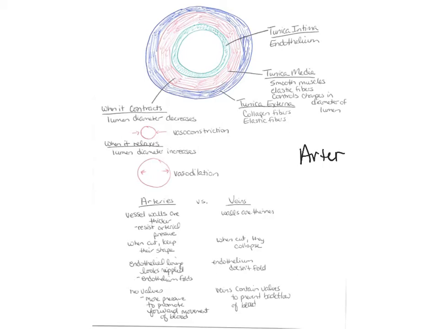blood away from the heart, so A for away. They carry blood away from the heart. So it doesn't really matter if they have oxygenated or deoxygenated blood. If they are carrying blood away from the heart, they are called arteries. Veins, on the other hand, they carry blood towards the heart. So any blood vessels that are carrying blood back towards the heart, those are called veins.